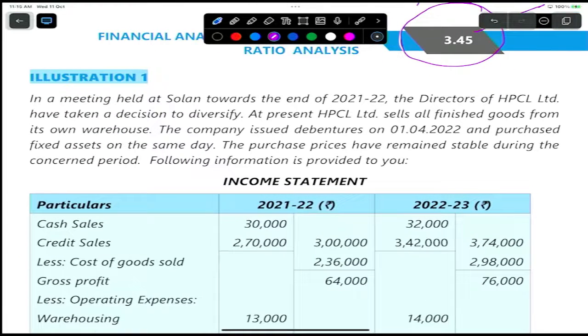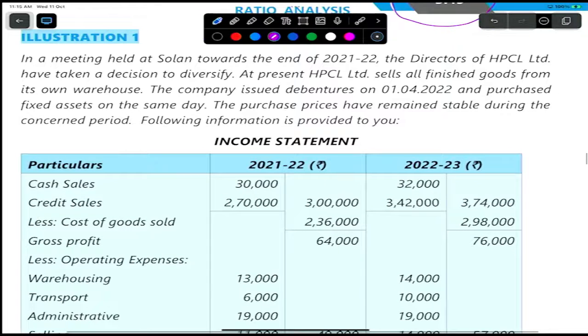In a meeting held at Solon, towards the end of 21-22, the directors of HPCL Limited have taken a decision to diversify. At present, HPCL Limited sells all finished goods from its own warehouse. The company issued debentures on 1/4/22 and purchased fixed assets on the same day. Means by issuing debentures, money has been obtained. Fixed assets are completely purchased out of debt funds. Purchase prices have remained stable during the concerned period. The following information is provided to you.